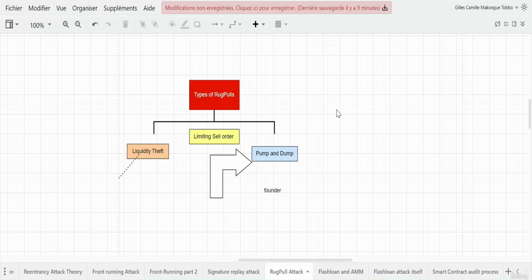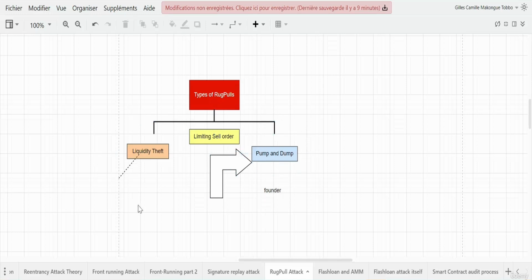But today we're going to explain step by step what the different kinds of rug pulls are and how they work. So you can see that we have three types of rug pull from this diagram. The first one is the liquidity drain. The second one is the limit sell order. And the third one is what we call the pump and dump schemes.